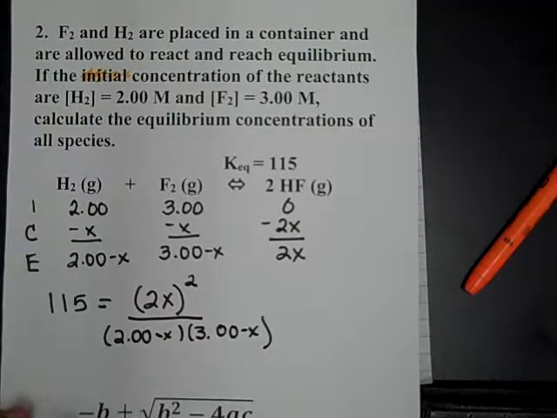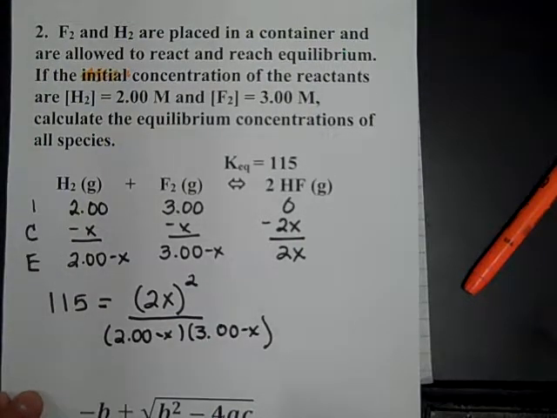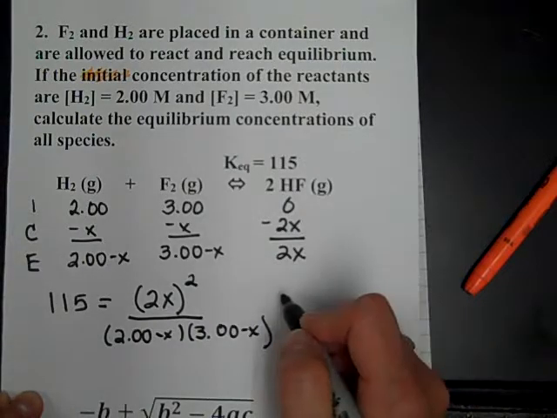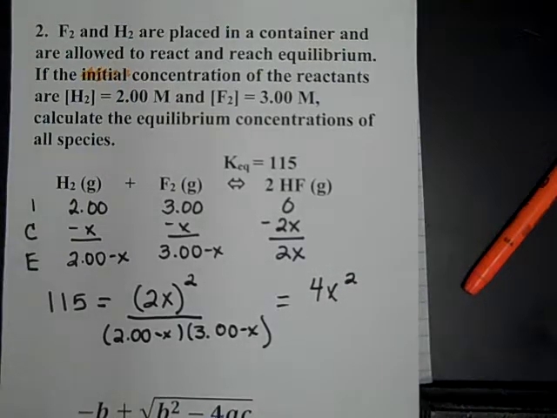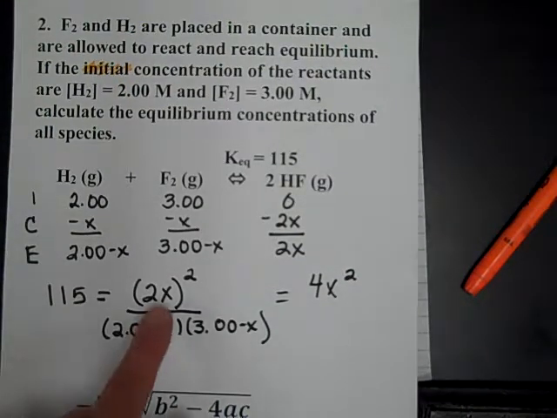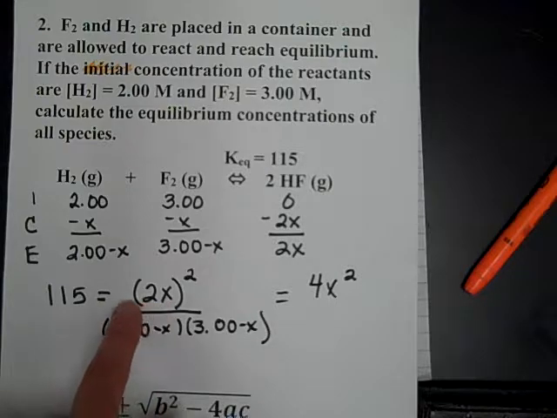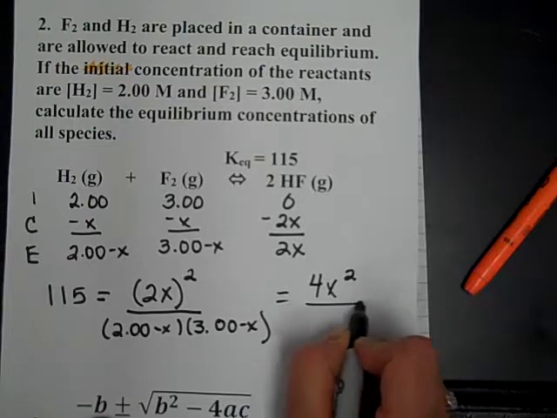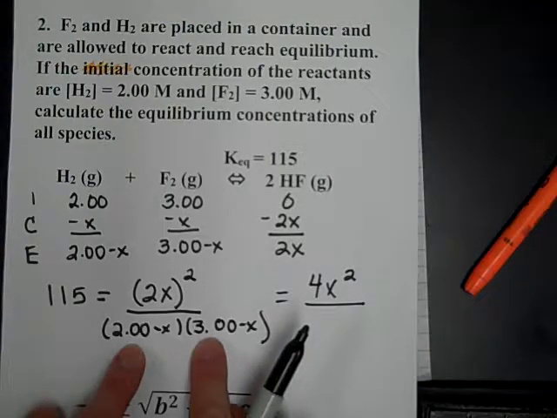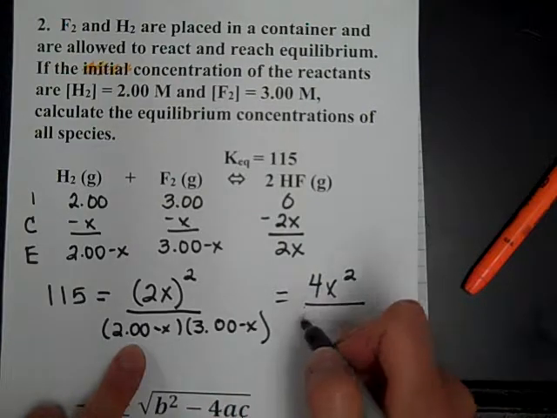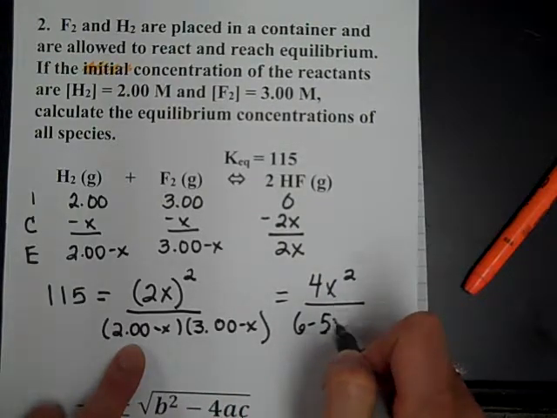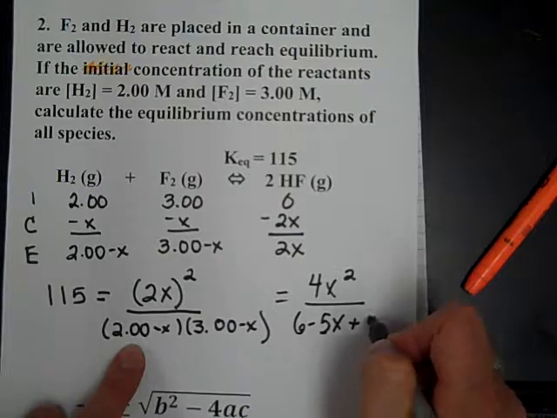Okay, and then the reactants. Hopefully you're starting to see that this is going to get a little bit more complicated. If you like algebra, you'll love this one. Okay, so what are we going to do? We're going to say this is equal to 4x squared. By the way, I have done this for a long time, and students oftentimes, when they get rid of those parentheses, forget to square the 2, so don't forget to do that. Then, to get this simplified, we're going to FOIL it. So we are going to get 6 minus 5x plus x squared.